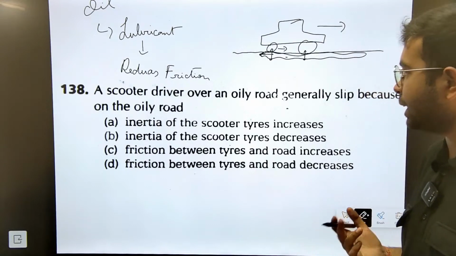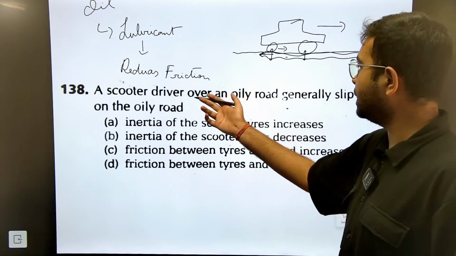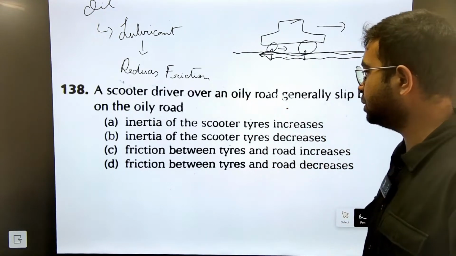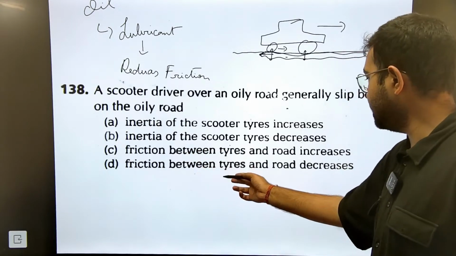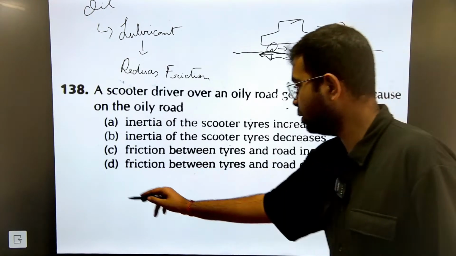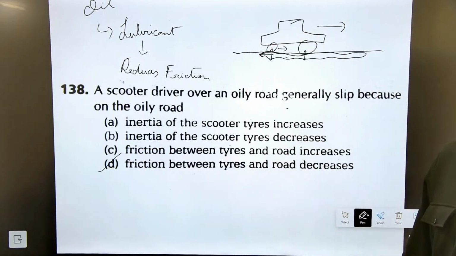So what is the correct answer? Why does the scooty driver over an oily road generally slip? Because the friction between the tires and the road decreases. Option D is the correct answer.